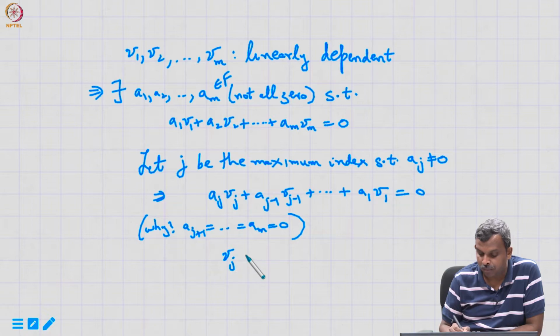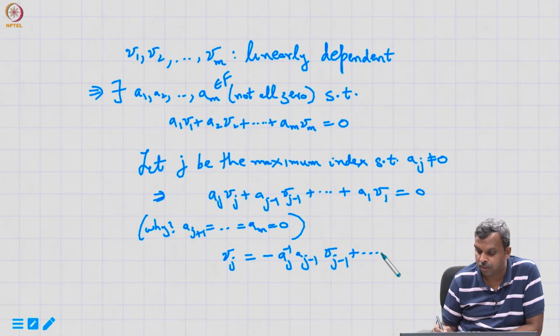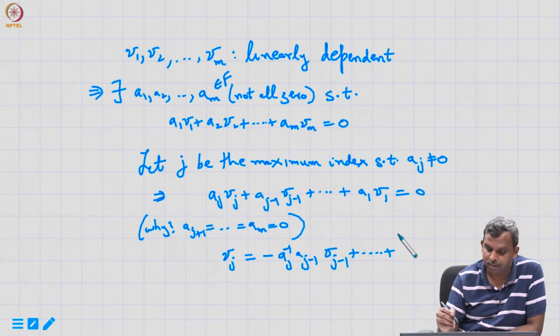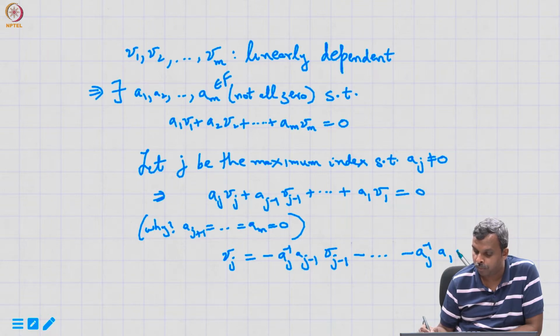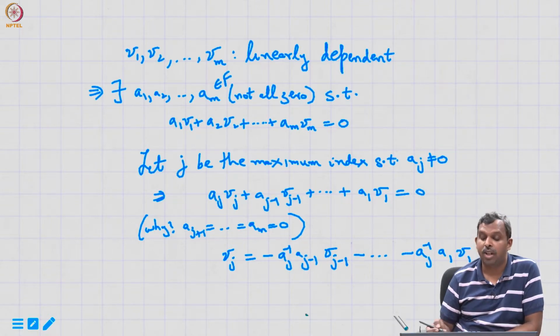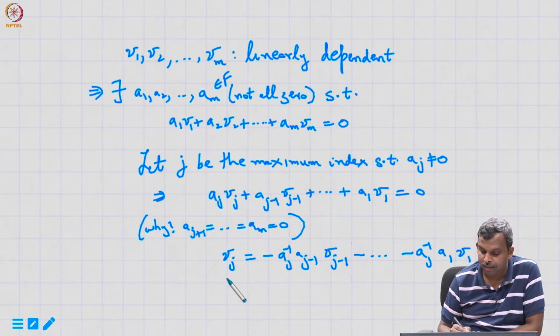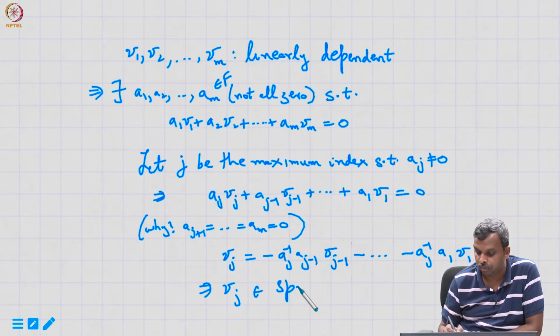I will get Vj equals, I will move everything to the other side, minus Aj inverse Aj minus 1 Vj minus 1 minus so on till minus Aj inverse A1 V1, okay, and we are done. So this implies Vj is in the span of V1, V2, up to Vj minus 1.